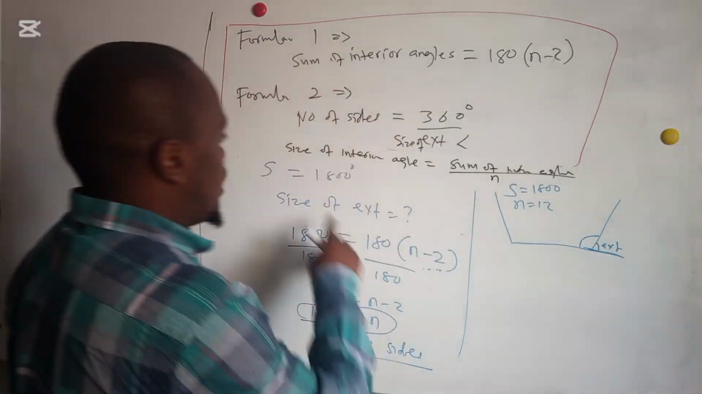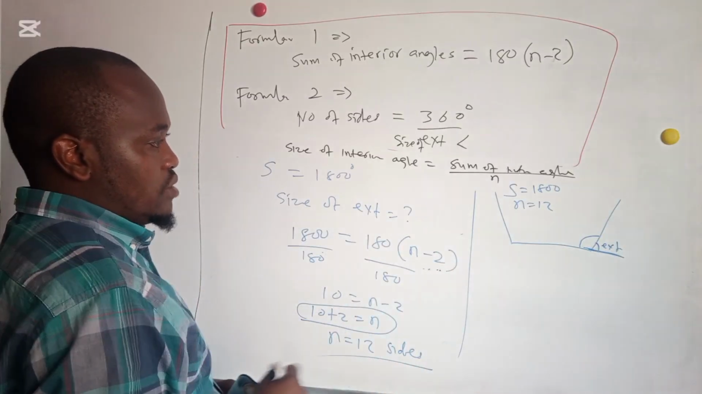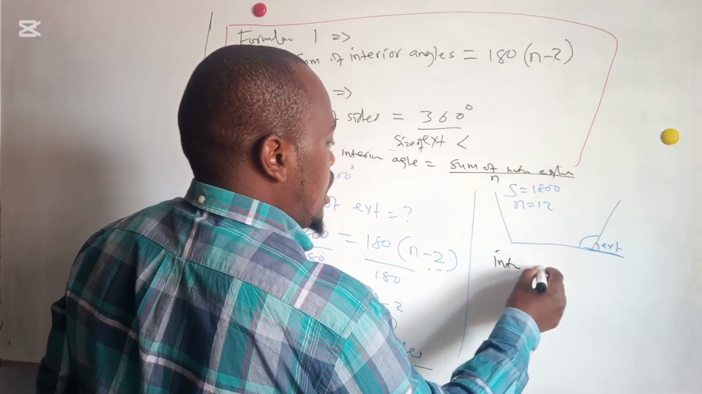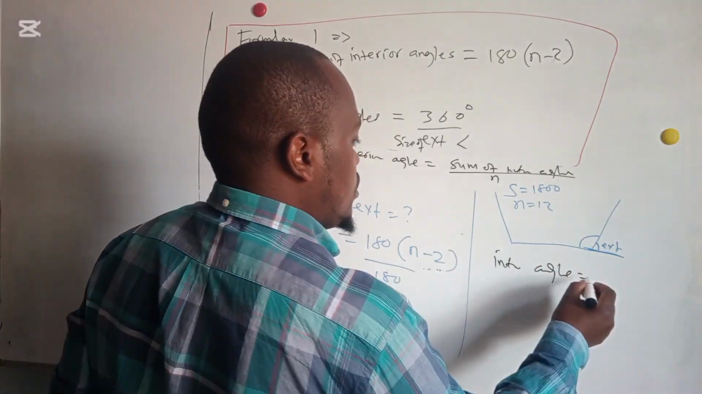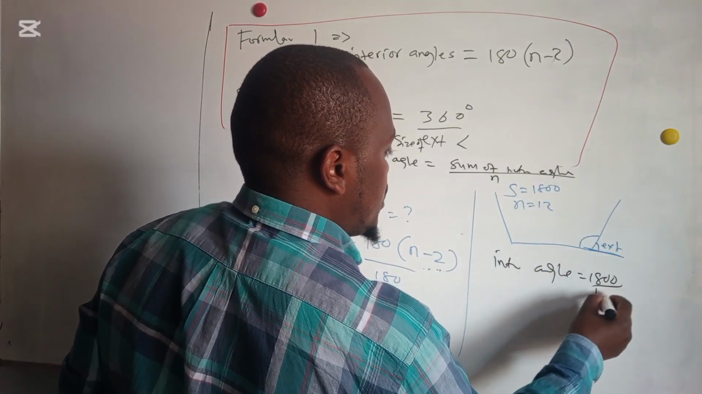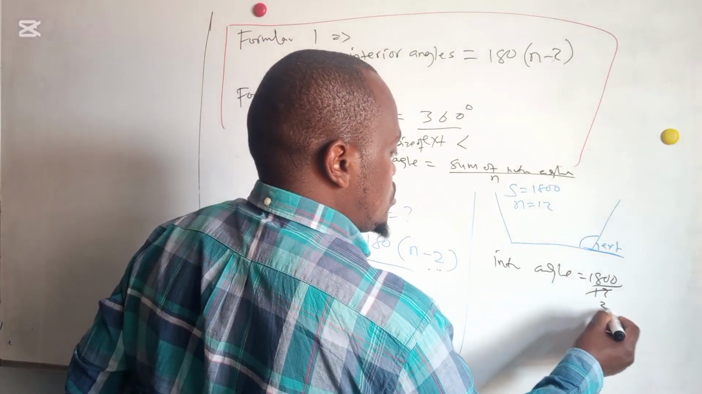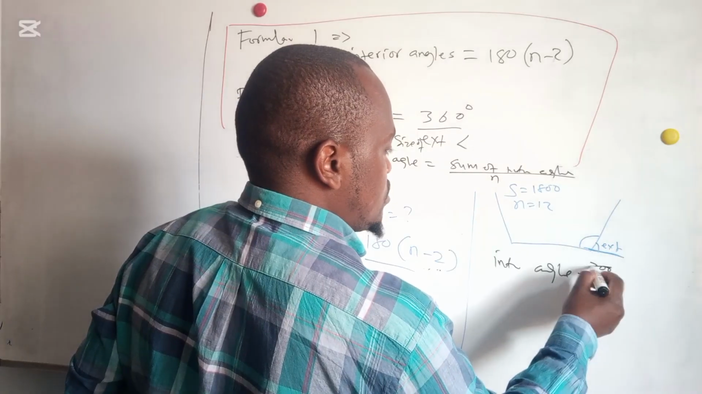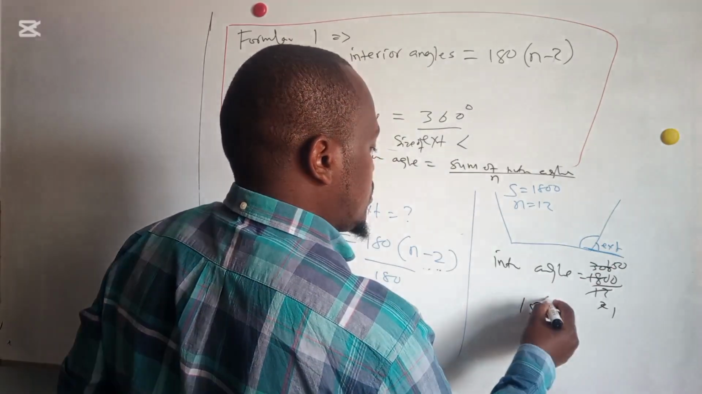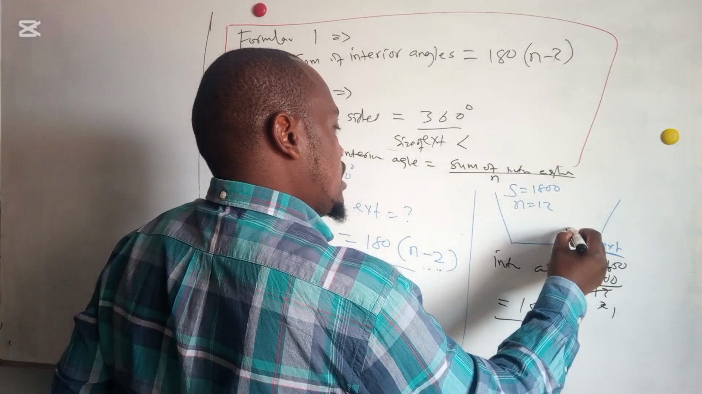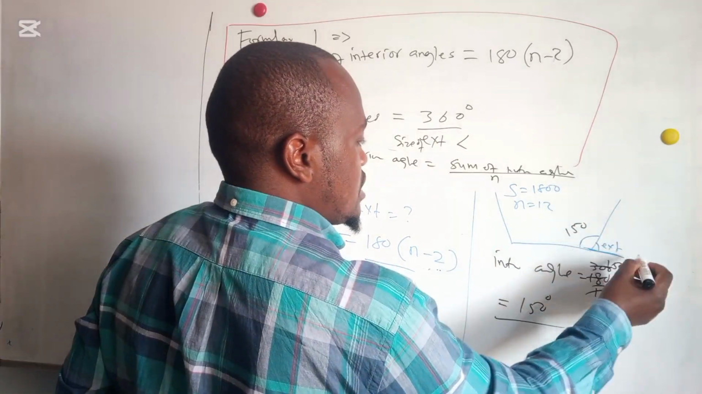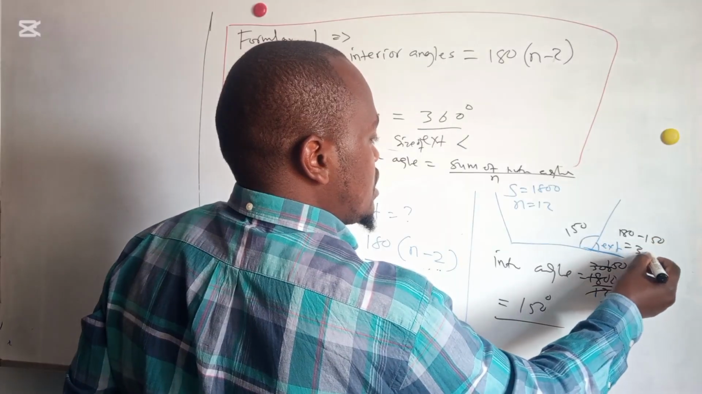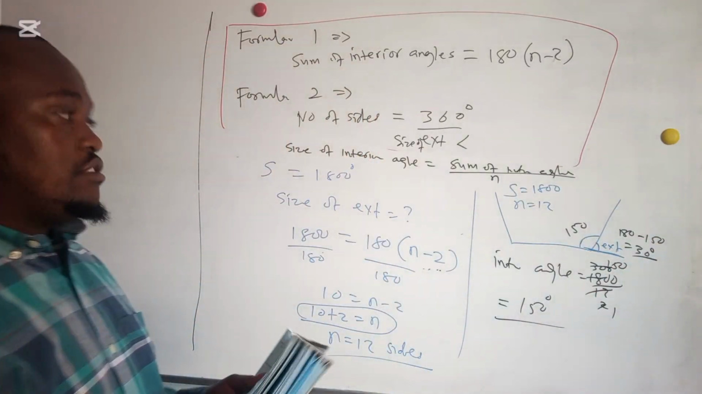I'm going to also add another formula. Let us first finish this question. So here you are going to say size of interior angle is equal to 1800 divided by 12. 12 by 6 is 2, 18 by 6 is 3, 3 by 2, 1 by 2, 150. So the size of interior angle here is 150 degrees, and we know this one is a straight line, so the exterior angle is 180 minus 150. The answer is 30 degrees. The answer for that question.